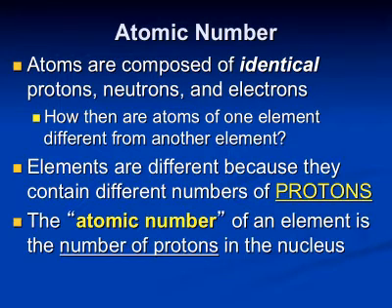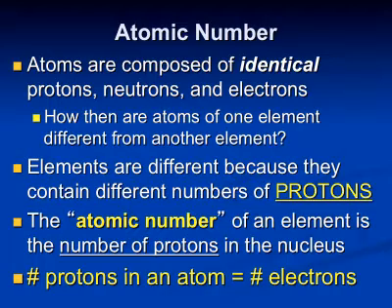This is called the atomic number. The atomic number of an element is the number of protons in the nucleus. And for right now, the number of protons in an atom is equal to the number of electrons, but that's going to change in a week or so, so don't get stuck on that.